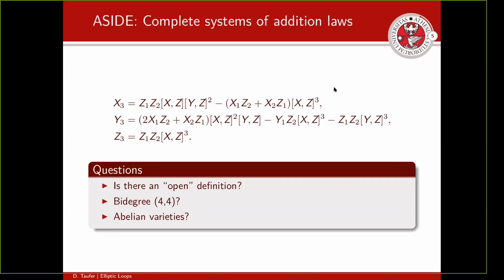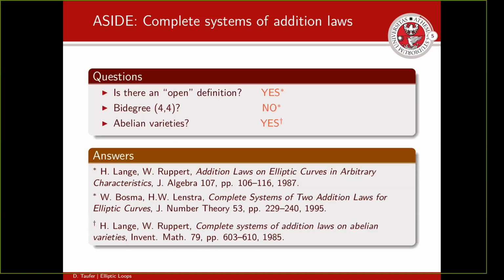And the last question is a kind of mathematical question. May you enlarge this definition to any abelian variety? So may you find an open definition of these sums? Well, all these questions have been answered. So I put here some references. The answer is yes. You may have an open definition, which is the one we use in today's presentation.